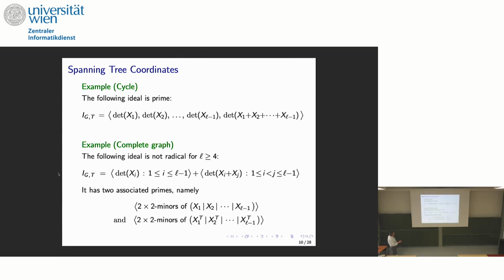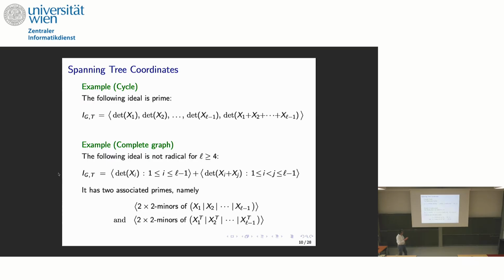Okay, let's try the complete graph, right? So we already agreed that for the complete graph on 4 or more lines, the ideal is not radical. So let's check this. For a complete graph, a good way to choose a spanning tree is to pick one vertex and connect it to everybody else. Right? That's a good choice of spanning tree in the complete graph.